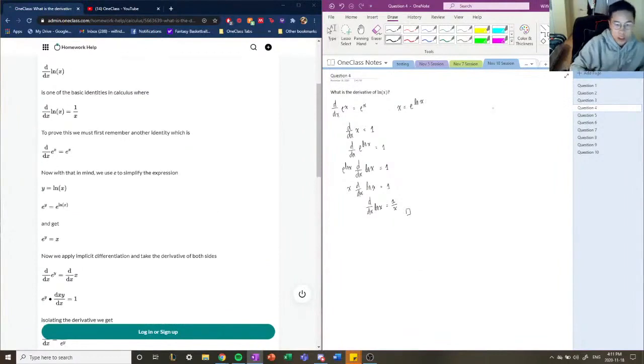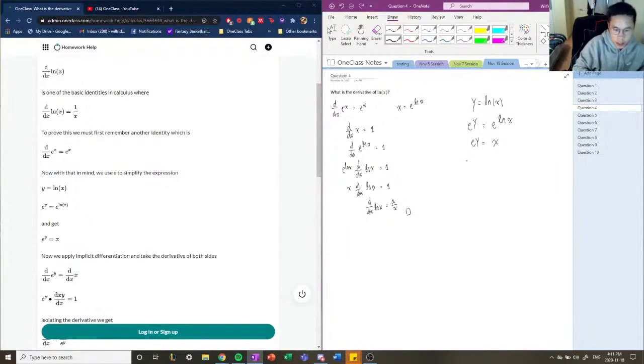Let's start here. So they first said, okay, y equals ln x, okay? And they're also using the same assumption that we know that the derivative of e to the x is just e to the x, okay? So they said, let's say y equals ln x. Well, we can apply e to both sides. So e to the y equals e to the ln x. And they recognize that e to the ln x is just x. So they have e to the power of y equals x, okay?